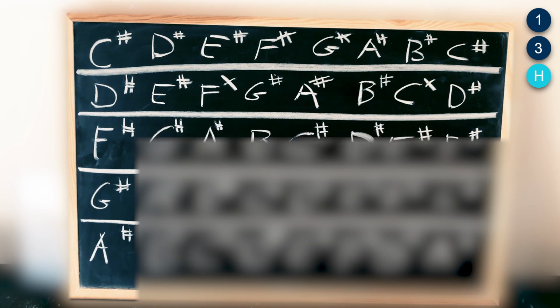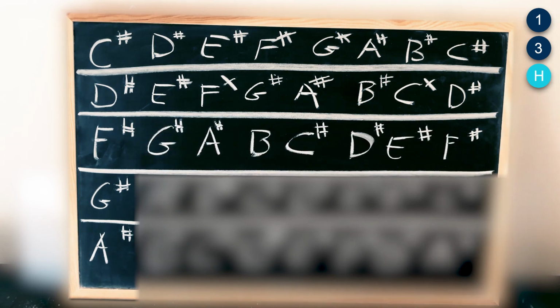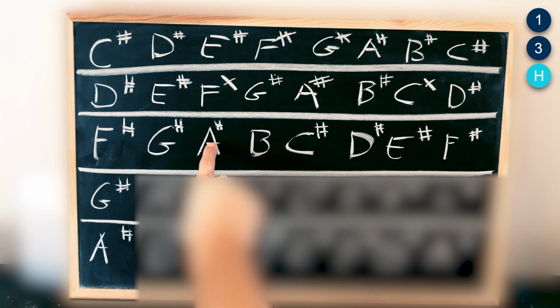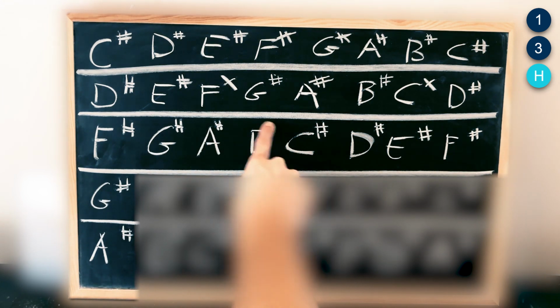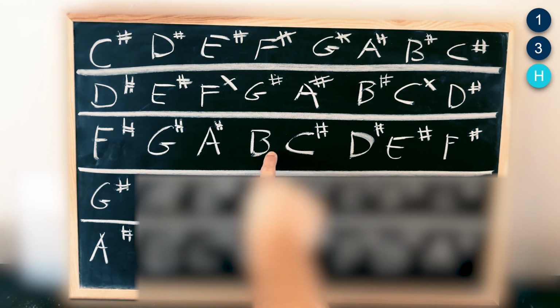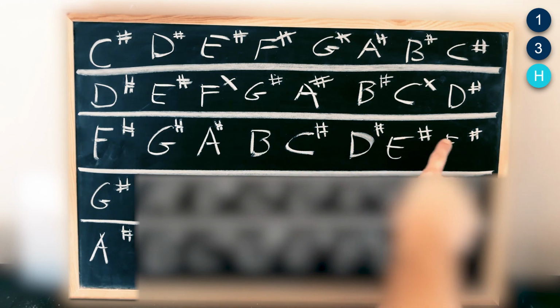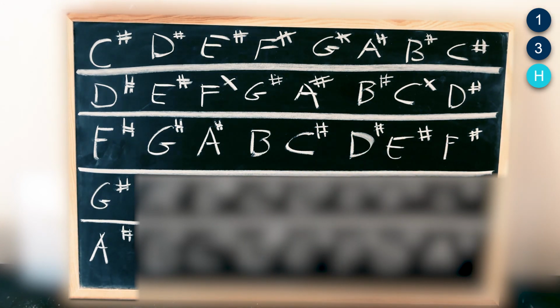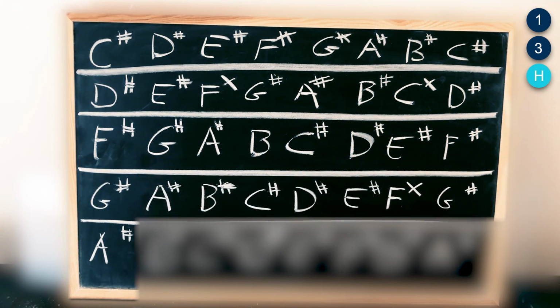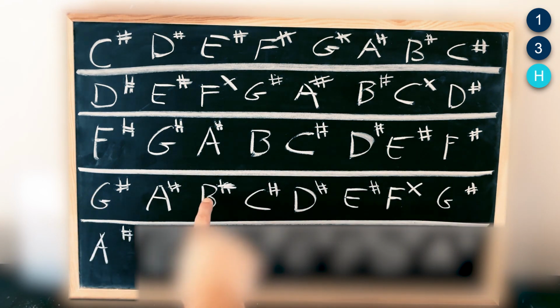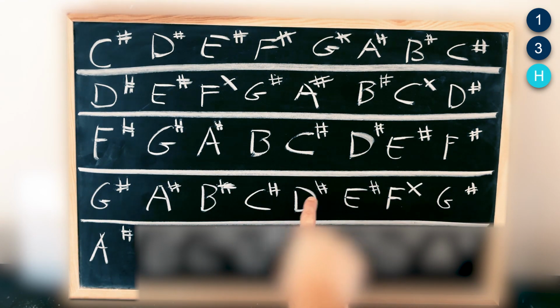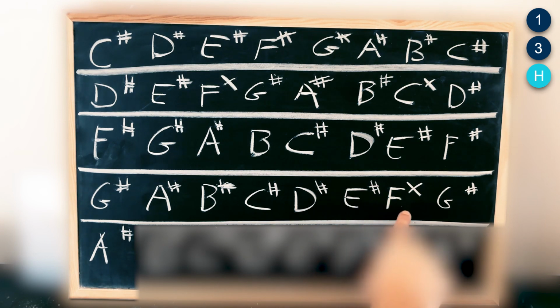Let's have a look at the F sharp major scale. So we have F sharp, G sharp, A sharp, B, that's the only regular note, and then C sharp, D sharp, E sharp, and F sharp. Hope you got that. And then G sharp. So it's G sharp, A sharp, B sharp, C sharp, D sharp, E sharp, and then an F double sharp again. So we have the cross.